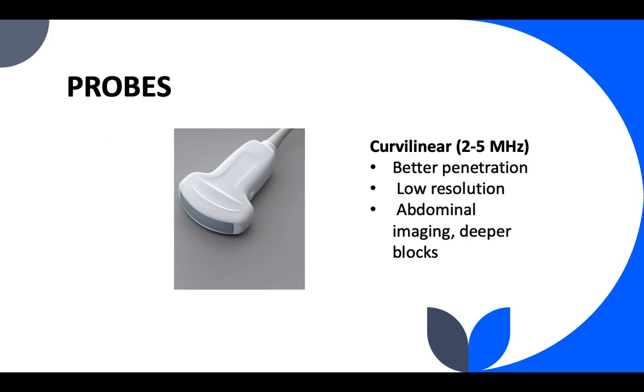So there are two types of probe. First is the curvilinear probe. It has got better penetration. It is good for deeper structures, but it has got lower resolution. So it is good for abdominal imaging and for deeper blocks like sciatic nerve block, lumbar plexus block or QL block. This is a good probe.